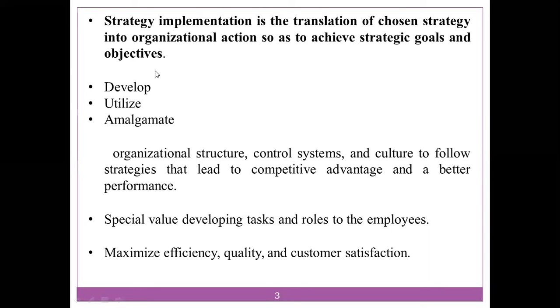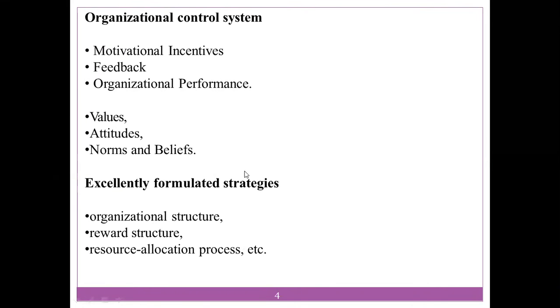So deploying tasks and the roles of employees are also very important when we consider which strategies need to be implemented. And if we properly implement any strategy, it leads to maximum efficiency, maximum quality, as well as customer satisfaction. So the organization control system all depends upon the strategy which we implement.